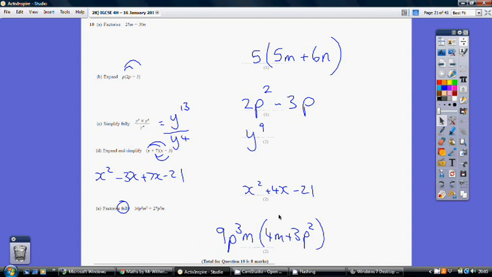So all of that has to come out of the bracket and open the bracket. So 9p cubed m times what gives us 36p cubed m squared? Well, that's 4m. Get the sign right, that's a plus. And then 9p cubed m times what gives us 27p to the 5m? Well, that's 3p squared.